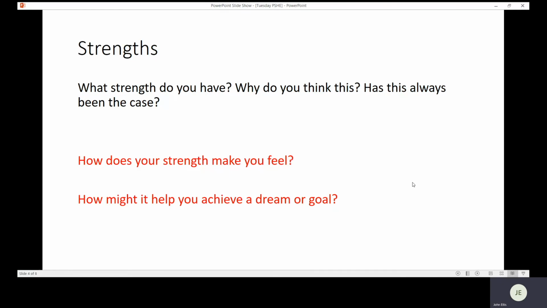Okay, so I've got here, how does the strength make you feel? So in relation to myself, my strength of being determined, it's something that I feel proud about, because I know I haven't always been determined, and I know that sometimes being determined can be quite a difficult experience. And being able to carry on with that determination is just something I feel really good about myself with.